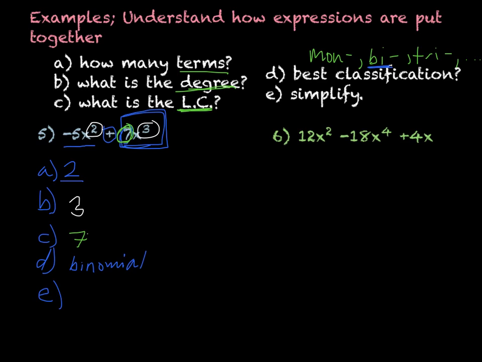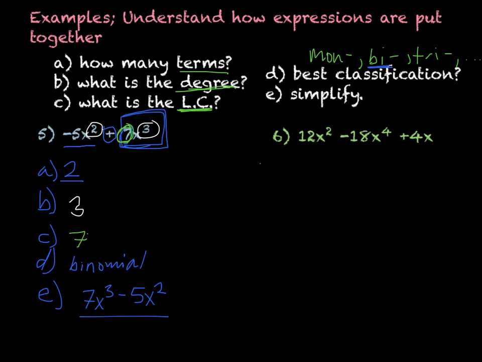And finally, E, put it in the proper order. Well, the proper order is biggest to smallest as far as exponents go. And then if there is no variable, then that's the last thing. Okay, so my first term is going to be 7x cubed, because that is my biggest exponent, minus 5x squared. So that is your simplified form.